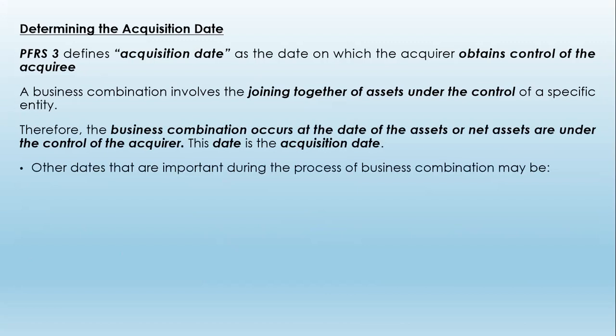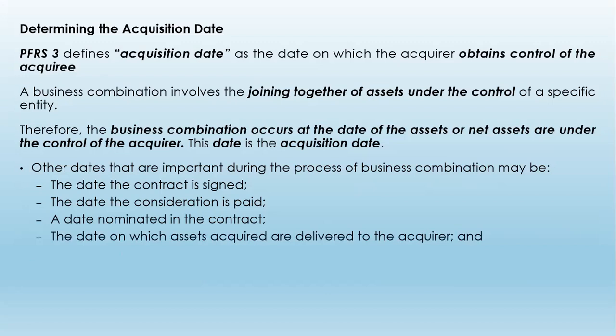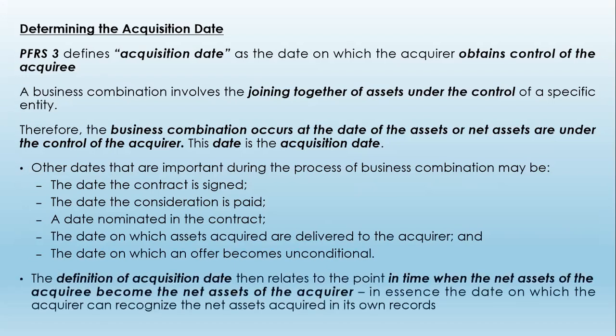Other dates that are important during the process of a business combination may be the date the contract is signed, the date the consideration is paid, the date nominated in the contract, the date on which assets acquired are delivered to the acquirer, and the date on which an offer becomes unconditional. The definition of acquisition date then relates to the point in time when the net assets of the acquiree become the net assets of the acquirer. In essence, it is the date on which the acquirer can recognize the net assets acquired in its own records.